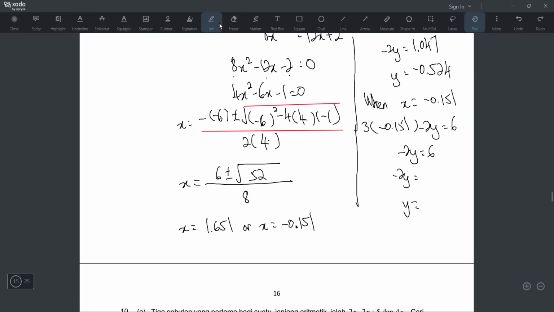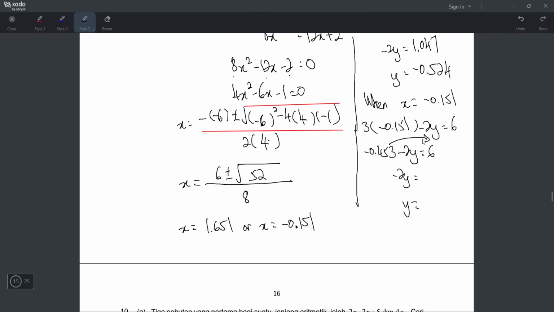Now we continue here. Alright, so 3 times negative 0.151. Okay, let me press: negative 0.453. And then when you move this, it becomes plus. So 6 plus answer: 6.453. And then divide with negative 2, right? Okay, I got negative 3.2265. But 3 decimal places, so 3.227. Positive or negative? Negative. 3.227. All right, with that being said, I am done with this question.